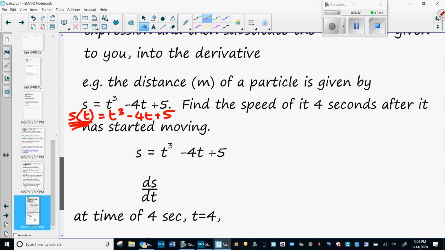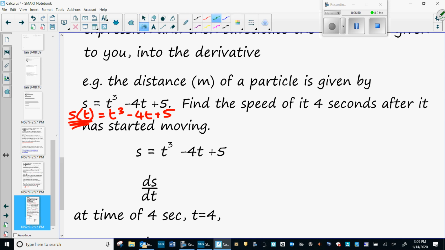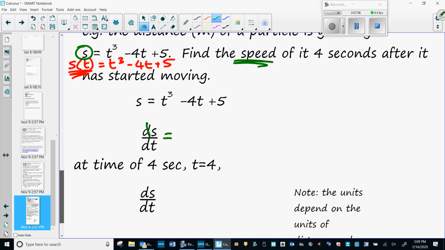So we need to find the speed after 4 seconds. Well, we've been given an expression for displacement or distance. They're talking about speed, so we know we have to differentiate it. So first thing we're going to do is find ds/dt. Okay, so ds/dt would be, Samantha, what? 3.